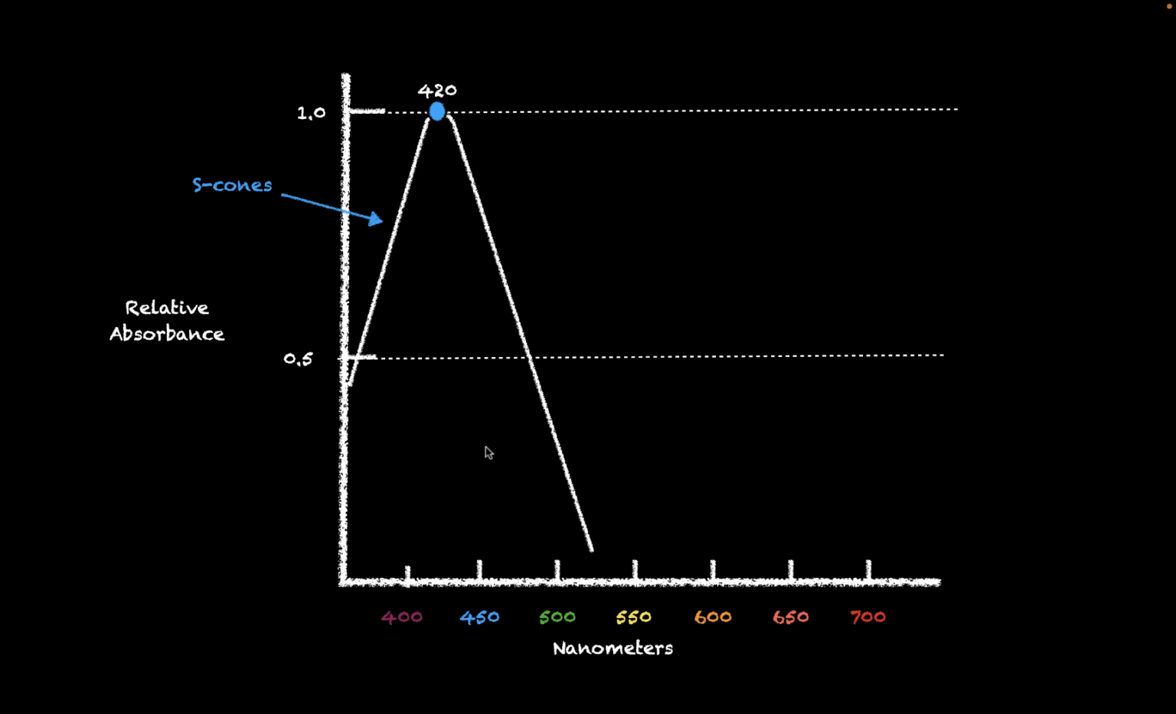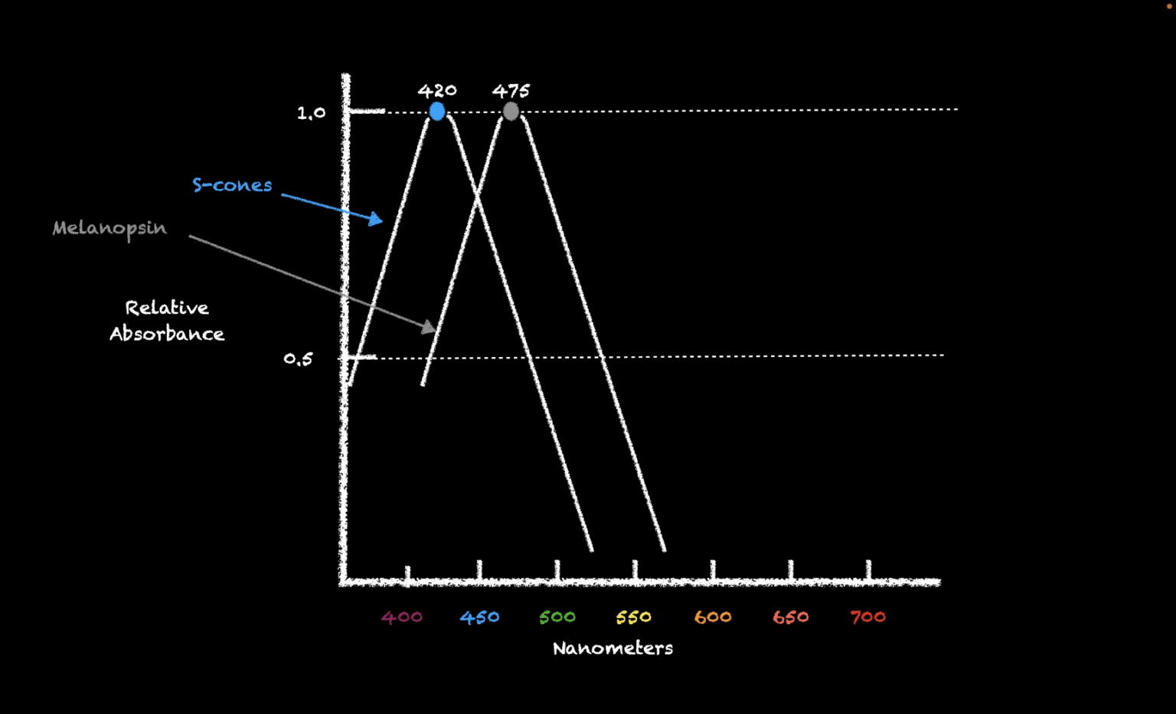The next absorbance spectrum we'll look at is this one. It has a peak absorbance equal to 475 nanometers, which is within the blue to green region. Now this particular absorbance spectrum doesn't belong to a photoreceptor cell in this case. Instead, it belongs to a protein called melanopsin. Melanopsin is a protein that we're not really going to talk about in this video, but we'll talk about it in the next one. So just keep it in the back of your head.